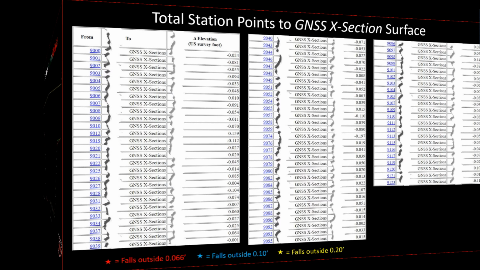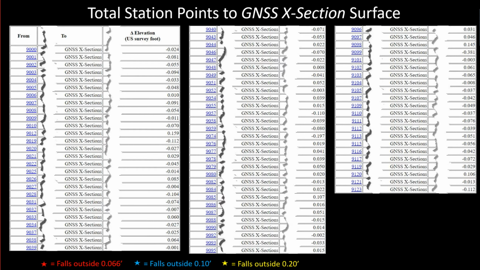Now this slide is when we take our surface model from our GNSS cross sections and we run a comparison to our total station cross section measurements. So we're not comparing 2 surfaces, we're comparing the physical total station measurements that we took to the GNSS surface, okay? So what we have here is points that fall outside of 2 centimeters are going to be marked in red. So out of our 79 checks that we had, 58 of them fell within 2 centimeters. So 73% of our checks fell within 2 centimeters.